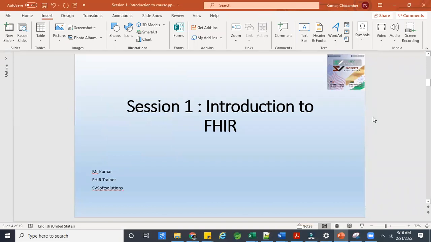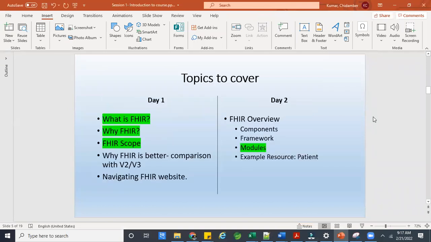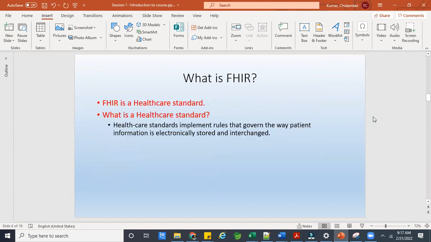So we'll jump into FHIR, and these are the few topics that we'll cover between day 1 and day 2. We'll see how much we can cover in day 1, and then whatever is pending we'll cover in day 2. So first of all, what is FHIR?